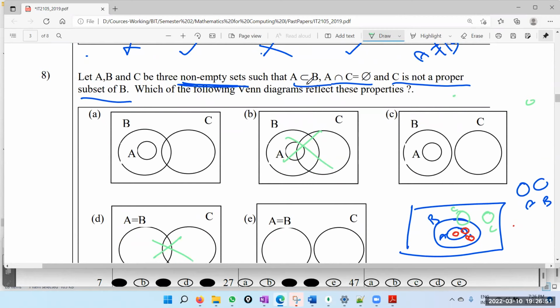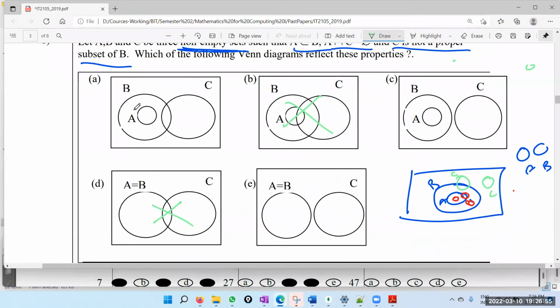So the next one says A is a proper subset of B. Yes, here A is a proper subset of B. But here A is not a proper subset, because A is equal to B, which means A is not a proper subset. So therefore, this is also wrong now. Right? This is also wrong. So now we have to settle for either this one.